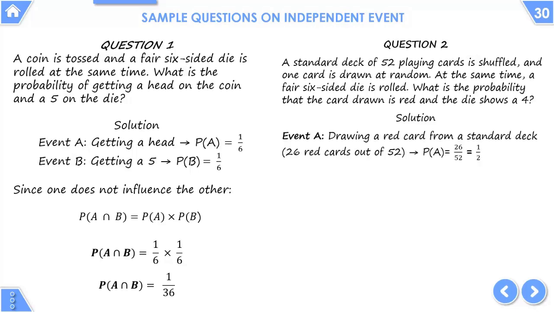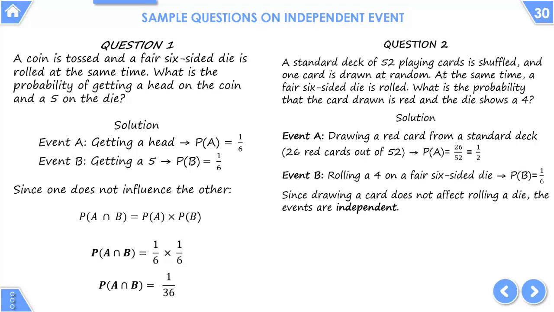In that sense, we have event A, drawing a red card from a deck, 1 out of 2. That is 26 out of 52, because there are 26 red cards in a deck of 52. You probably might not know this, but that is the number of red cards in a deck. Then we have rolling a 4 on a fair six-sided die, 1 out of 6. Since drawing a card does not affect rolling a die, the events are independent, so we use the multiplication law. We have 1 out of 2 times 1 out of 6, which gives 1 out of 12.